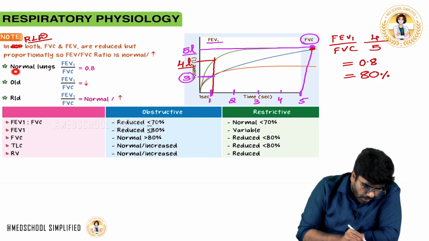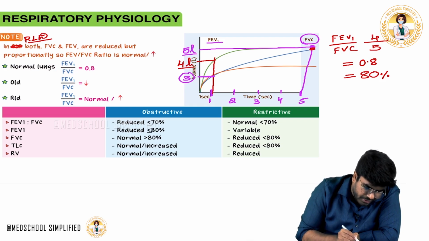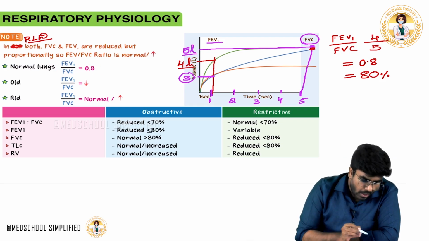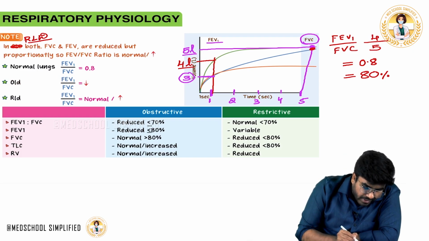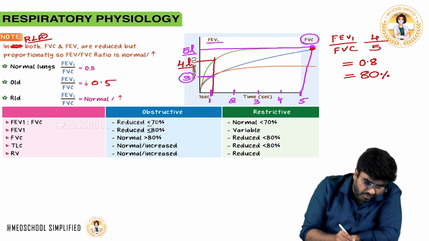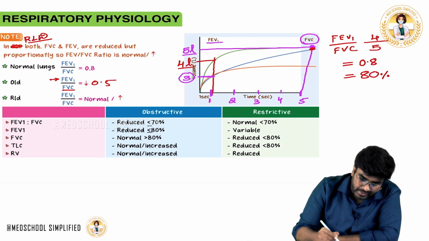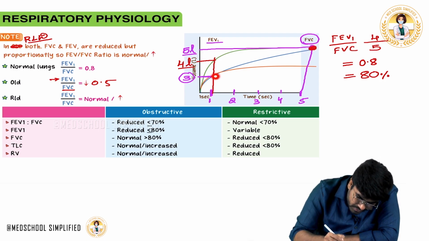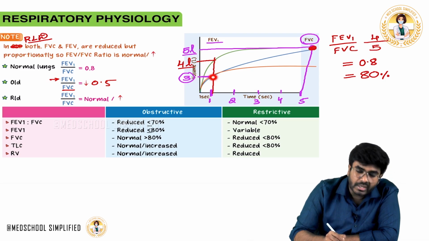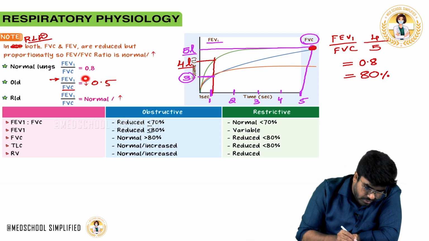But first, in a normal lung, what is happening? FEV1 by FVC ratio is how much? 0.8. We have discussed. What happens in an obstructive lung disease? FEV1 by FVC ratio is going to decrease. It's not 0.8 now, it's just 0.5 or 0.6. Why? Because FVC is normal, but FEV1 will be decreased. In the first second, 80% of the air is not coming out. Only 3 liters is coming out, or even 2.5 liters. So FEV1 by FVC ratio decreases.